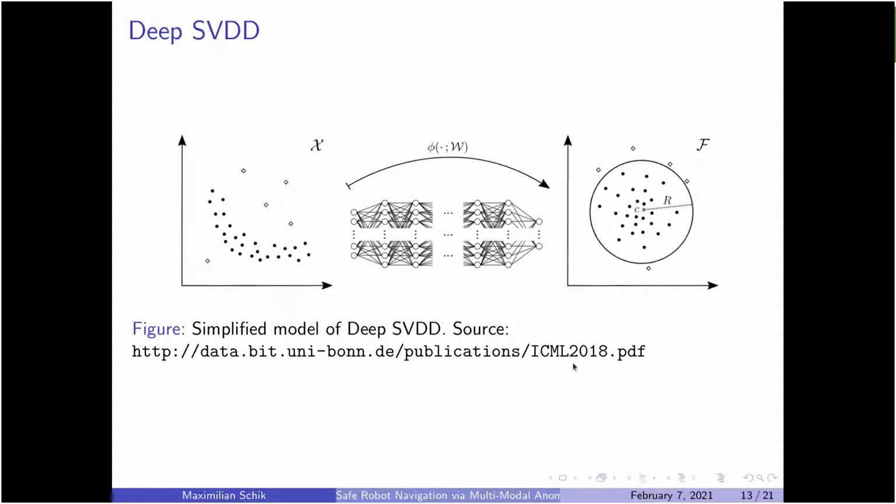Here we can see a simplified model of this deep SVDD. We have our data set and the feature encoder that's shared by all models then learns the mapping to a latent space. And inside this latent space, we construct this hypersphere. So those points here would be anomalous and those not.